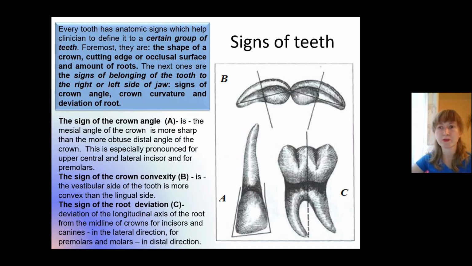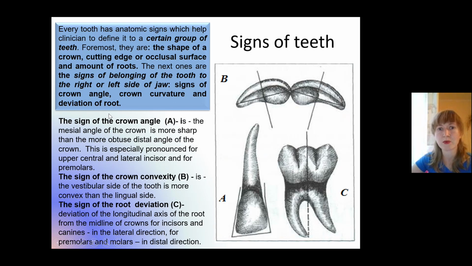When it comes to the description of the teeth, we need to follow certain signs of teeth, criteria that every tooth has in a more pronounced or less pronounced way. So every tooth has anatomic signs which help the clinician to assign it to a certain group of teeth.